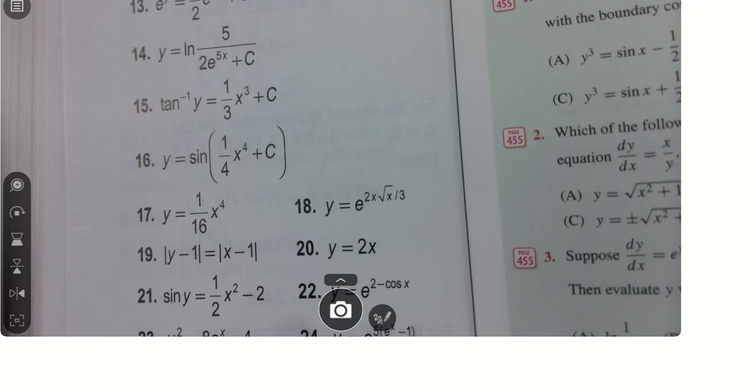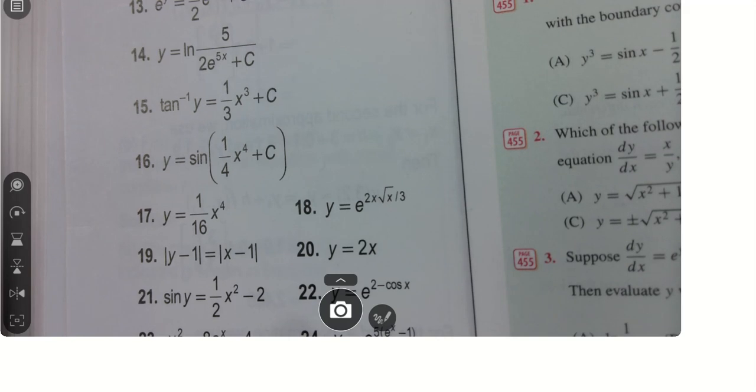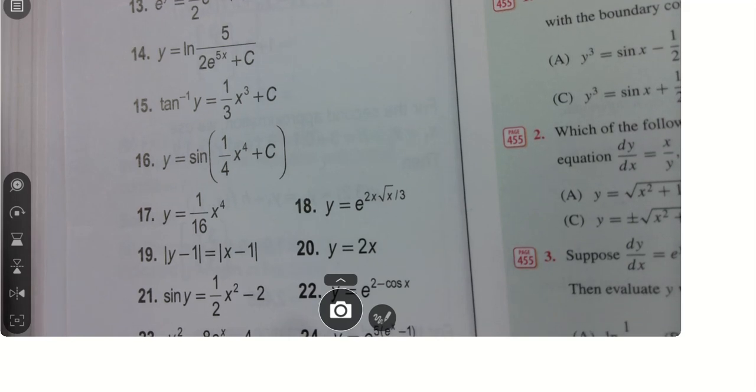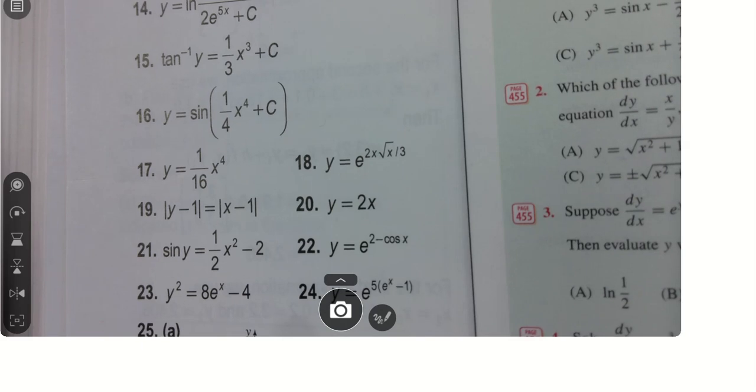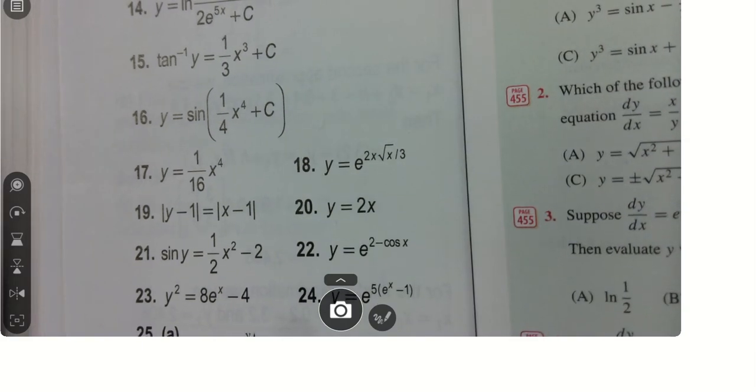You guys are hard to read today. I was trying to read you 18, which was not the problem that we did, so disregard that in hindsight. 19: y abs y minus 1 is abs x minus 1. Okay, 21: sine of y is 1/2 x squared minus 2, or if you're feeling crazy, y is the arc sine of 1/2 x squared minus 2.